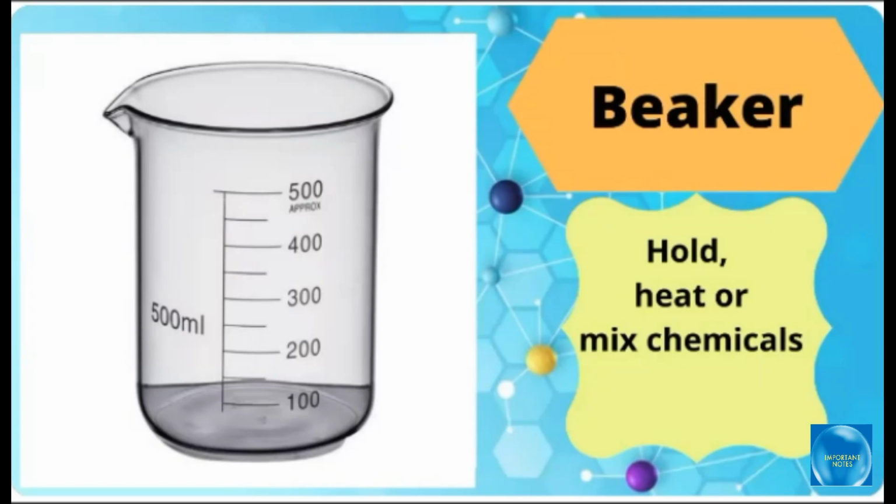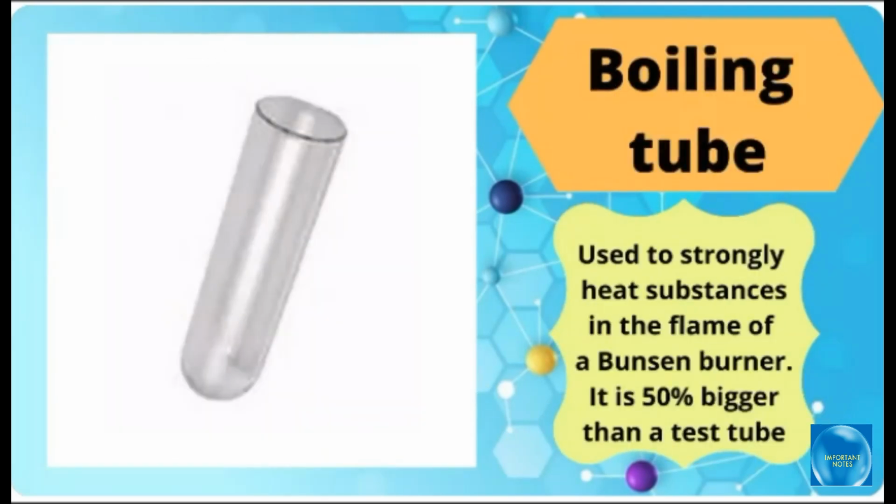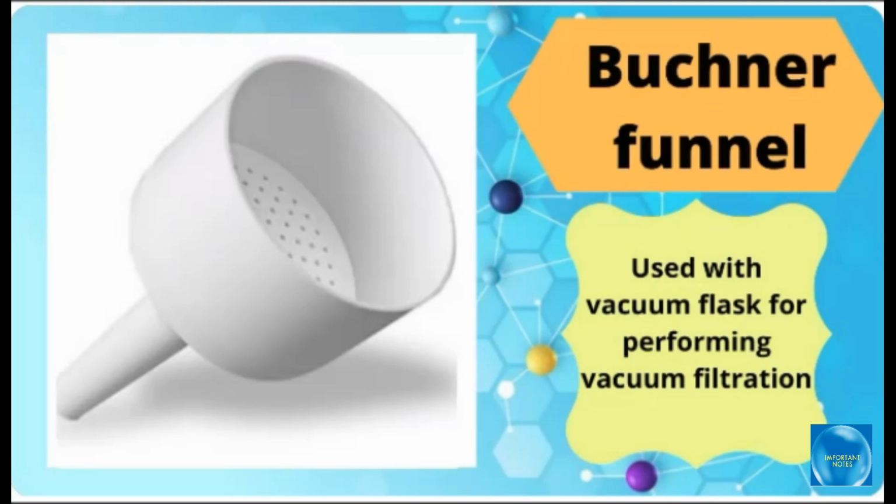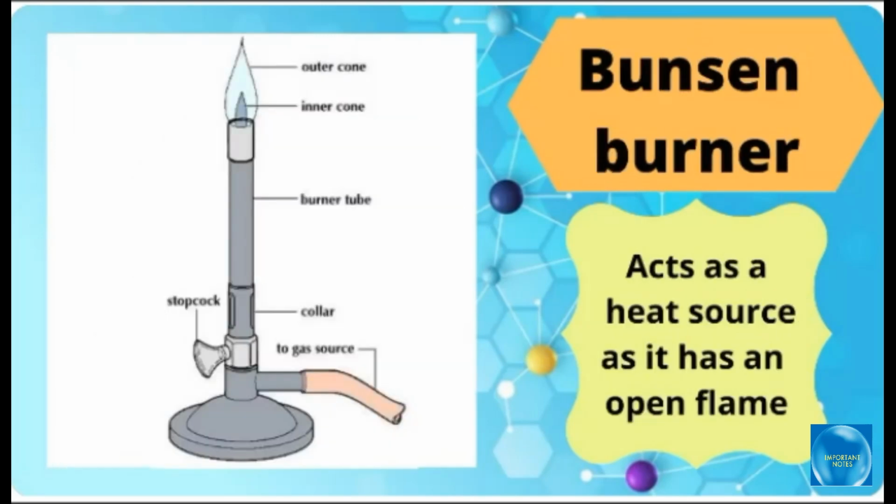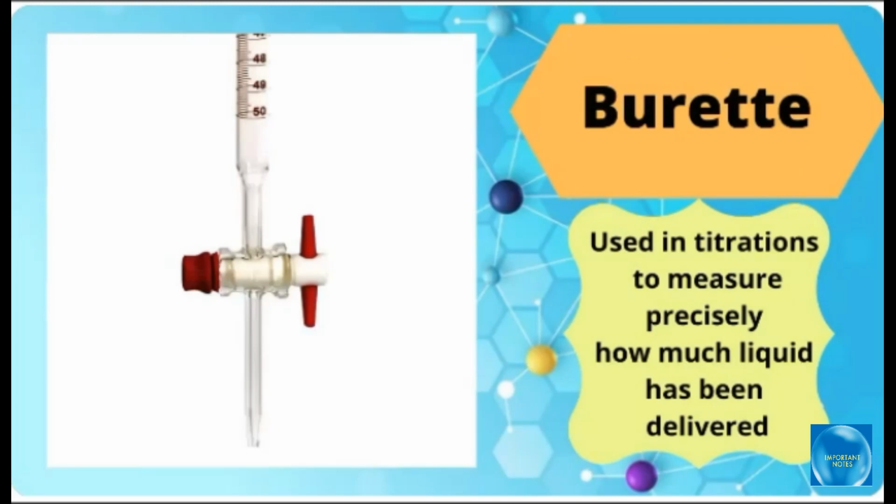Beaker, used to hold, heat or mix chemicals. Boiling tube, used to strongly heat substances in the flame of a Bunsen burner. It is 50% bigger than a test tube. Büchner funnel. It is used with vacuum flask for performing vacuum filtration. Bunsen burner acts as a heat source as it has an open flame.